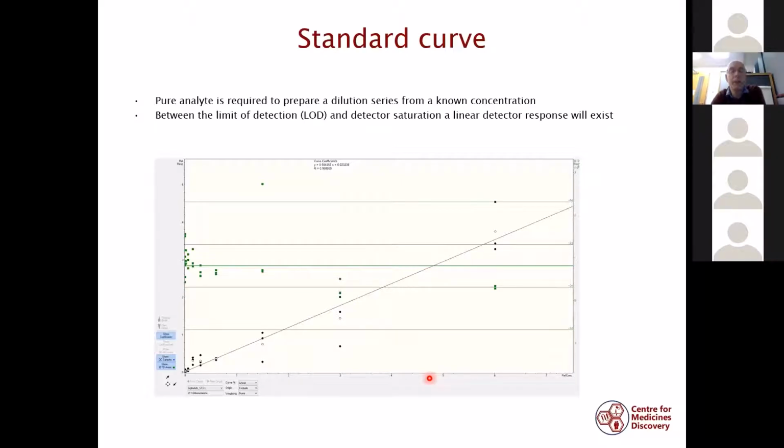You are going to need a standard curve, so you will prepare a standard curve from a known concentration of your analyte. From the standard curve, you can calculate the limit of detection. You will also establish the point where there is detector saturation, so you will have a linear region within your calibration curve, and also a non-linear saturated region at the higher concentration.